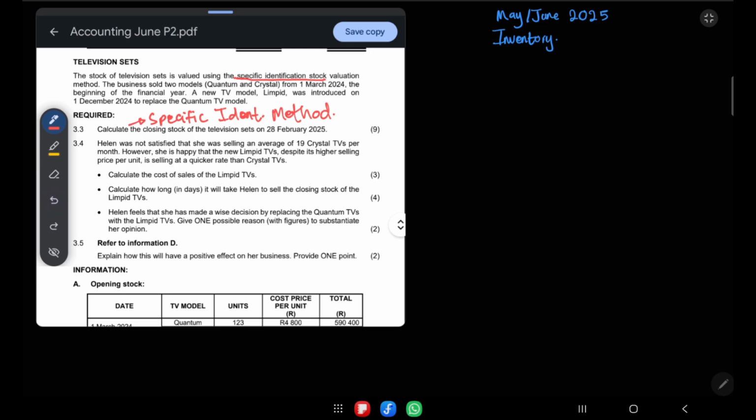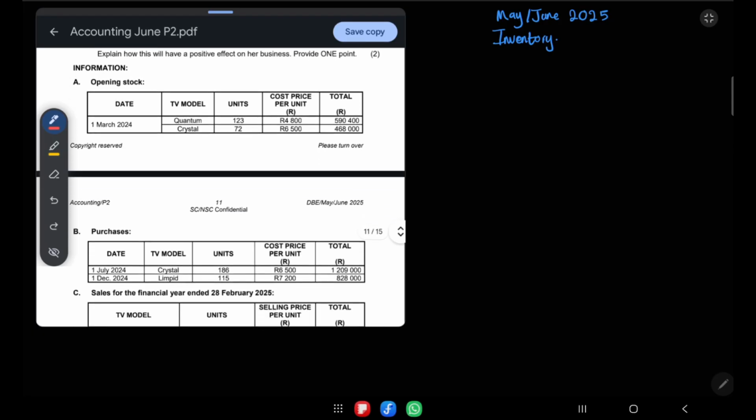3.4, we have Helen wasn't satisfied that she was selling an average of 19 Crystal TVs per month. However, she is happy that the new look TVs, despite its higher selling price per unit, is selling at a quicker rate than Crystal TVs. Calculate the cost of sales of the Limpid TVs. You guys know how to calculate the cost of sales. Calculate how long in days it'll take Helen to sell the closing stock of the Limpid TVs. We also have Helen feels that she made a wise decision by replacing the Quantum TVs with the Limpid TVs. Give one possible reason with figures to substantiate her opinion. It's worth 2 marks. 3.5, refer to information D. Explain how this will have a positive effect on our business. Provide 1 point.